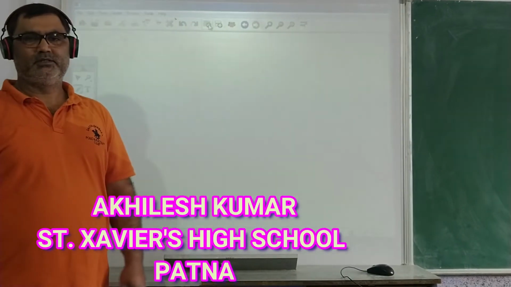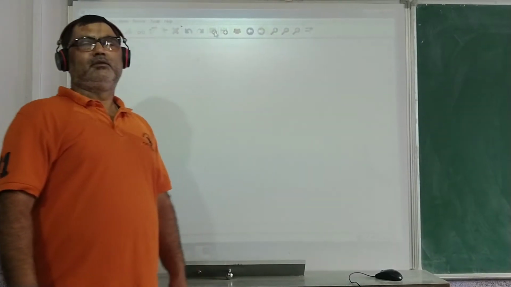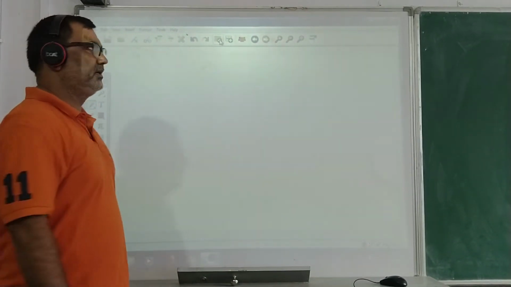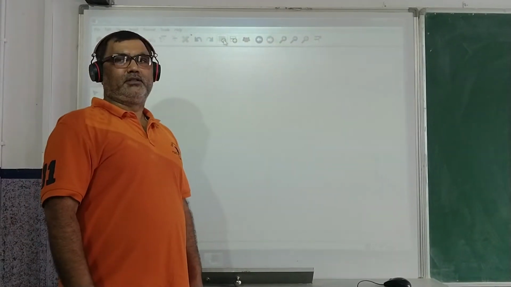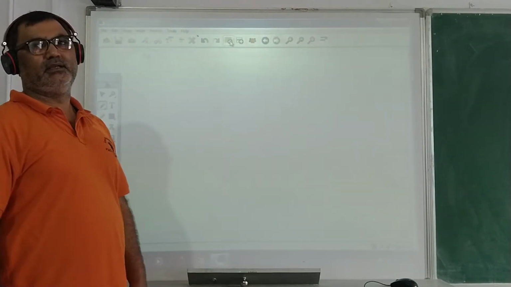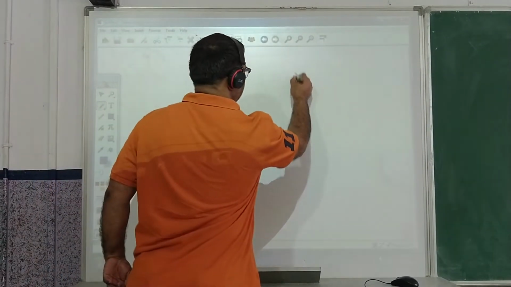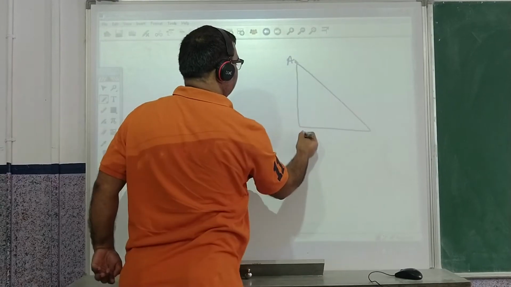Good morning, students. Today I am going to find out the value of some standard angles. Standard angles means the values for 30 degree, 45 degree, 60 degree. So let us consider a right isosceles triangle.